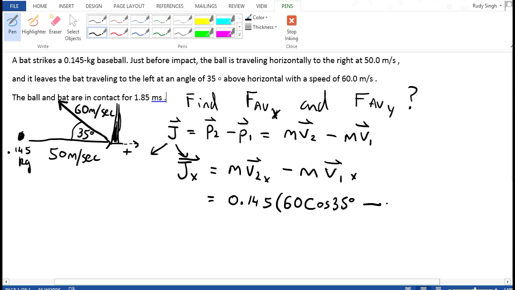And v1x is going to be 50, and it's totally horizontal. So if we work that out, remember the negative here, that works out to be negative 14.38 kilogram meters per second. Now that's Jx. The question asks you for the average force.